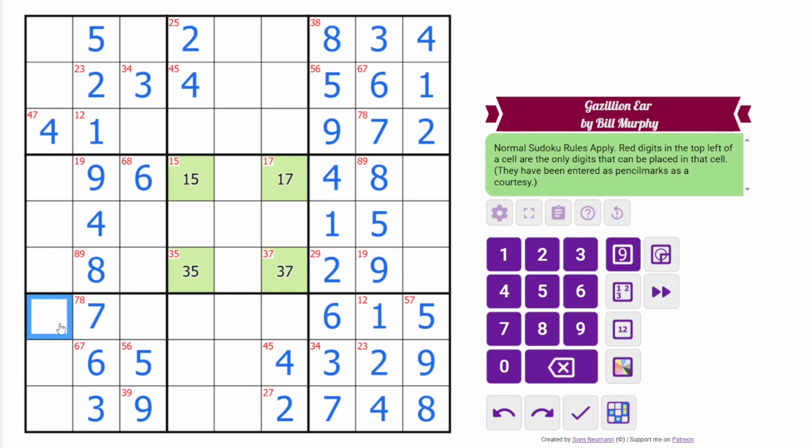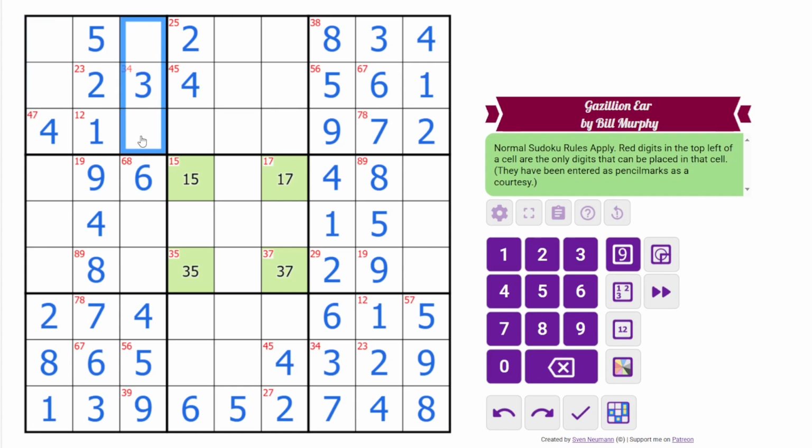Over here, 4 can't go in these, so that's a 4. These are 1, 2, 8, so this is 2, 8, and 1 from these. We have 5 and 6 here, and if we remember from our green cells, 5 must go in one of these two, so it can't go here. So that's a 6. 1 and 7 here is not resolved. 3, 8, 9 is not resolved.